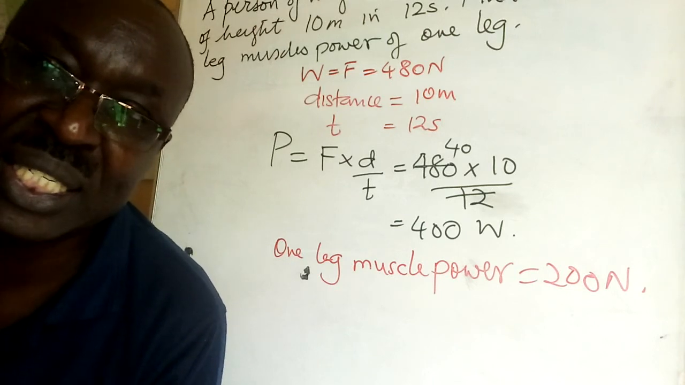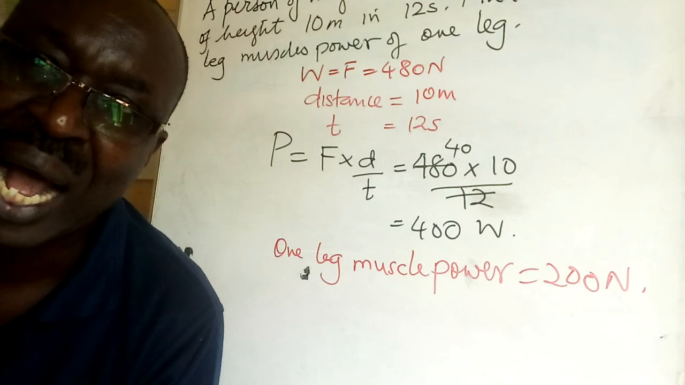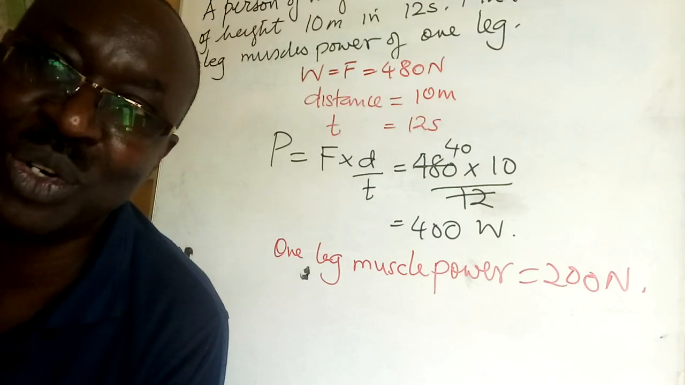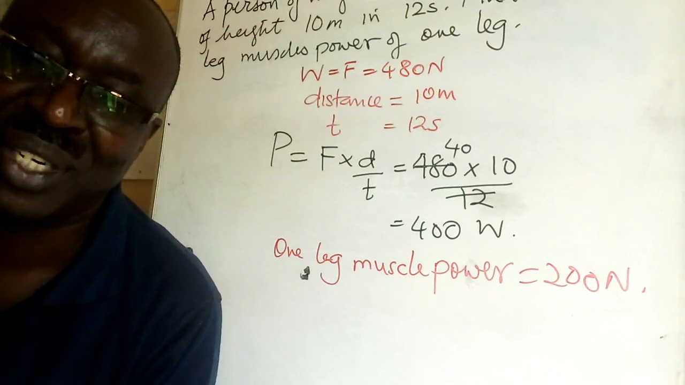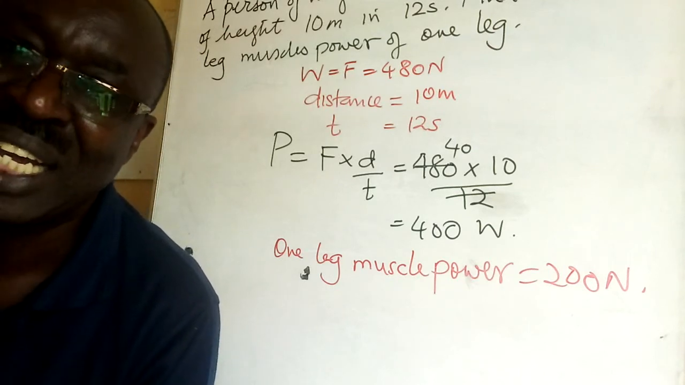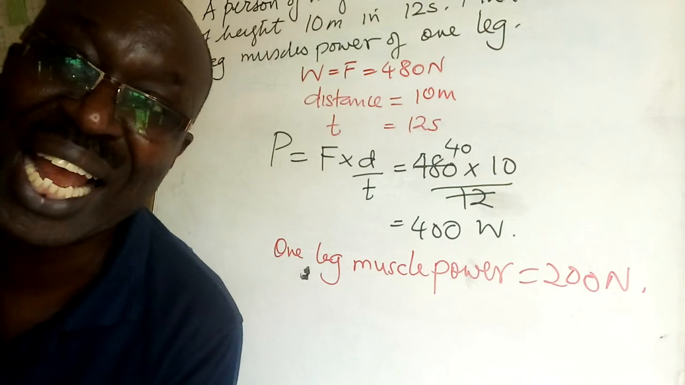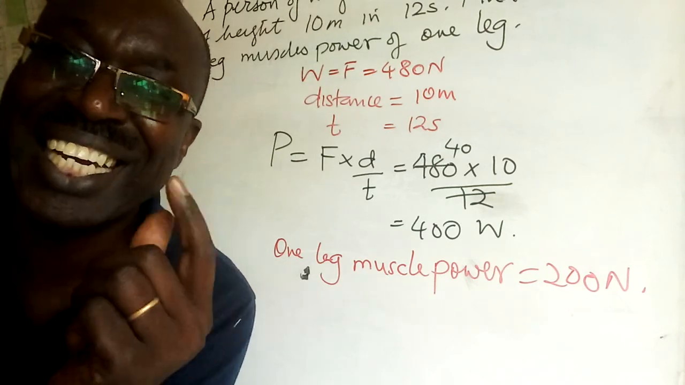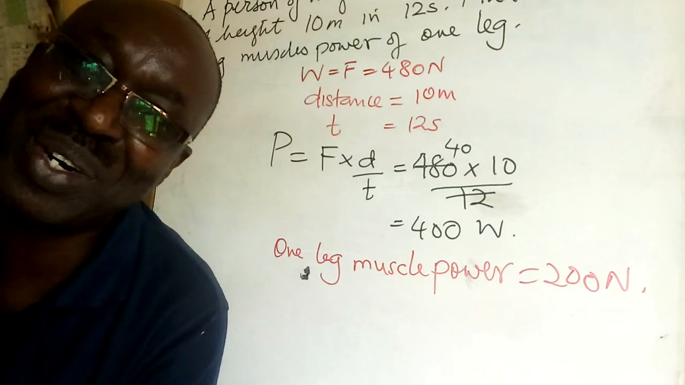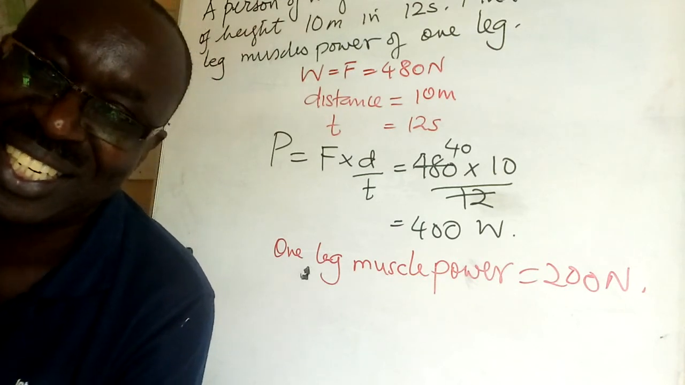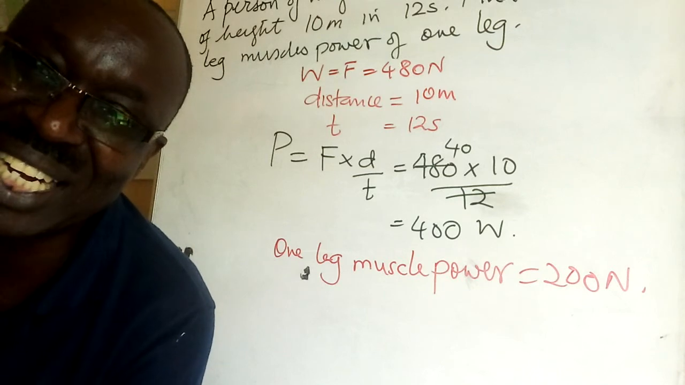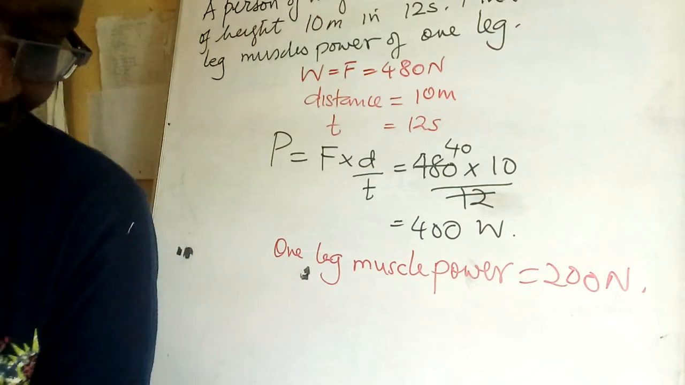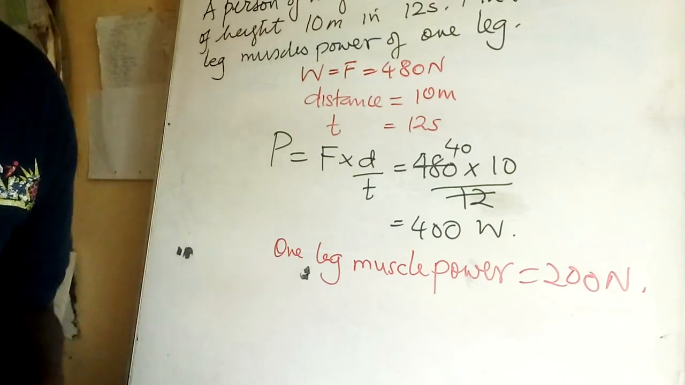400 watts is the power the 2 legs developed, because you are told a person. And then the question is narrowing to a leg. So you ask yourself, how many legs does a person have? A person has 2 legs. So if I'm asked for 1 leg, I divide by 2. Okay? Right.